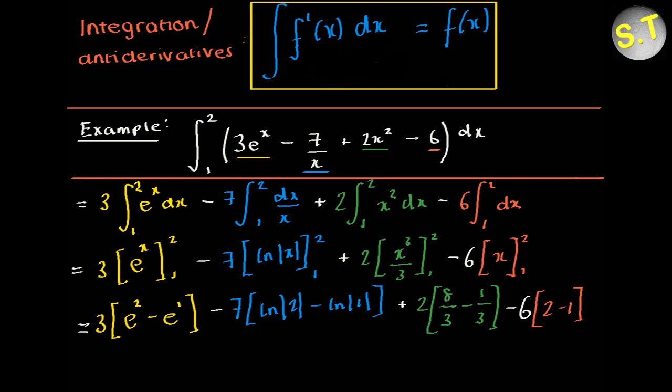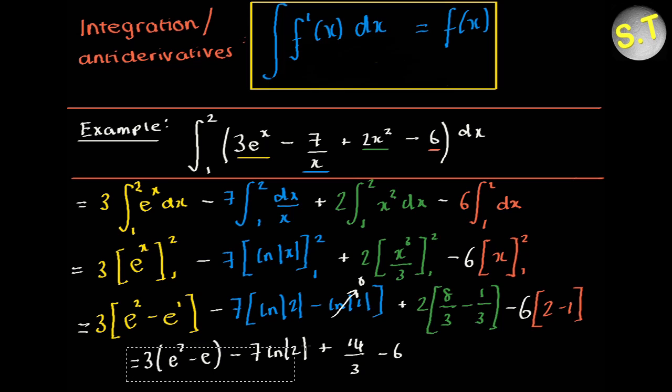So finally, to simplify this, we have 3 times e squared minus e, which can't be simplified, subtract, and we know that the natural log of 1 is equal to 0, so we have 7 times the natural log of 2, plus 8 thirds subtract 1 third is 7 thirds, multiplied by 2 is 14 thirds, and then 2 minus 1 is 1, times 6 is minus 6, and there we have our final solution.